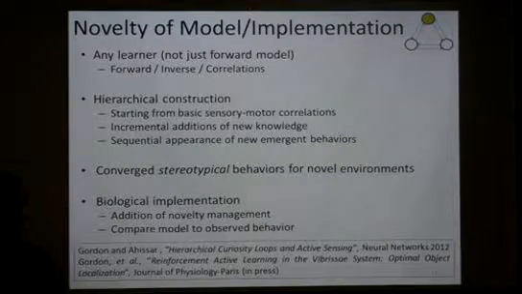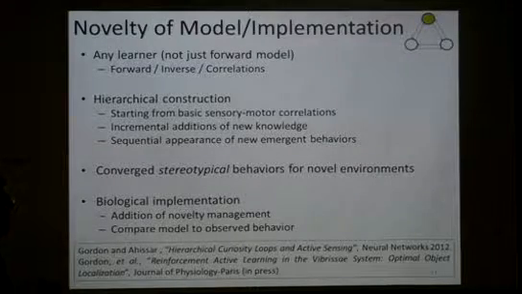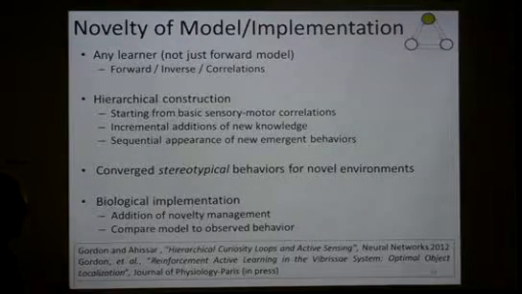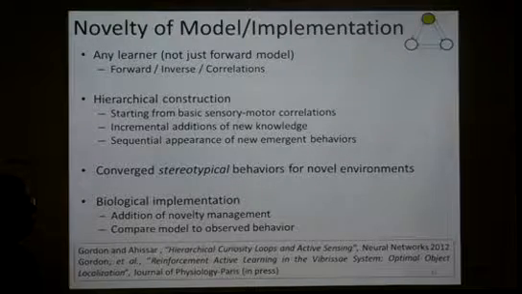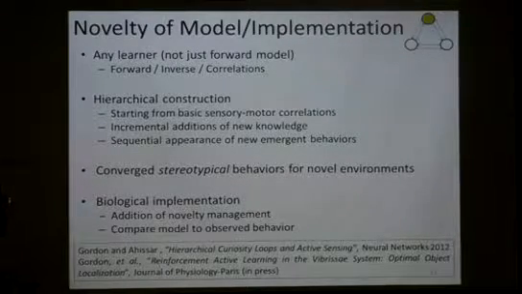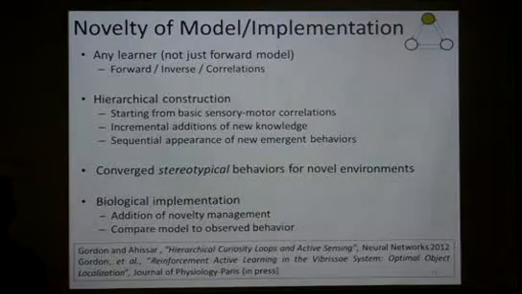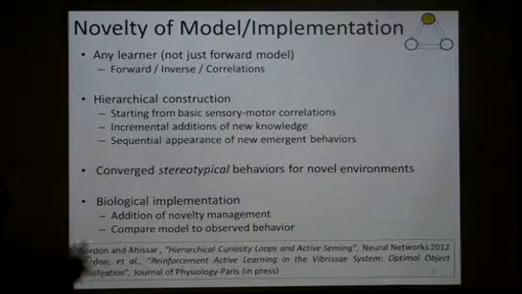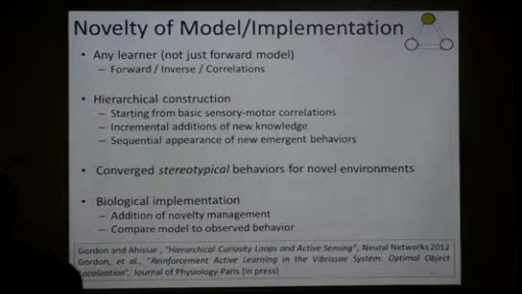Usually, all everybody is doing is trying to learn how the world behaves, like the forward model. I'm plugging in a lot of learners: forward, inverse, and a lot of other correlations, which I'm going to show. I'm doing this hierarchical construction, and I start from scratch. I start from not knowing anything about anything, having raw sensory-motor information, and trying to learn correlations from it and build one step at a time from that.